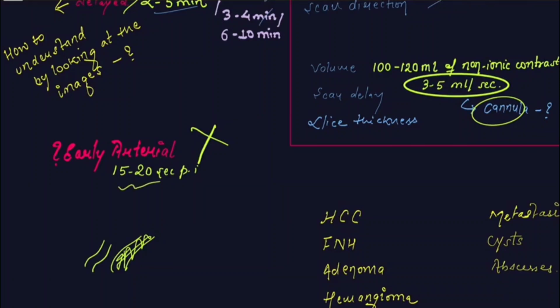That is taken at 15 to 20 seconds post contrast injection. In the early arterial phase, HCC don't take contrast and they don't appear hypervascular. You can miss these lesions. Instead, early arterial is just used for looking at the arterial anatomy, for example, before the liver transplant. Okay, so late arterial is identified by enhancement of hepatic artery and some enhancement of portal vein also.